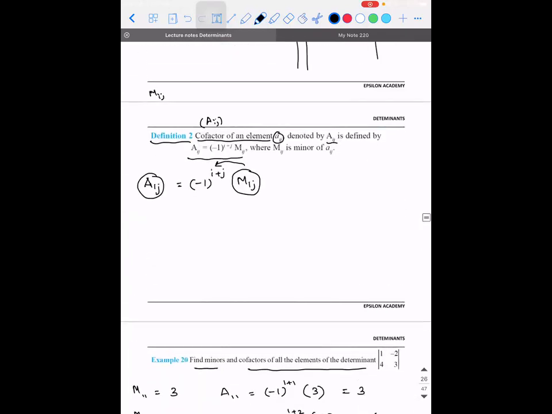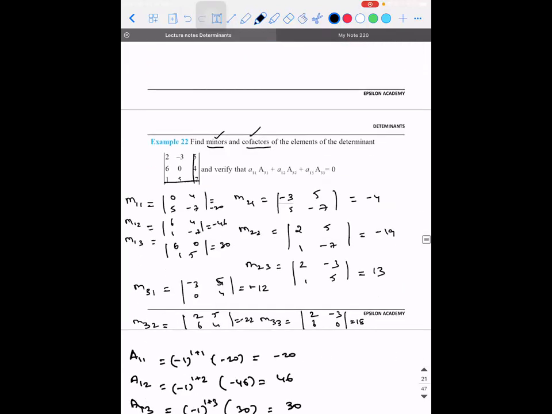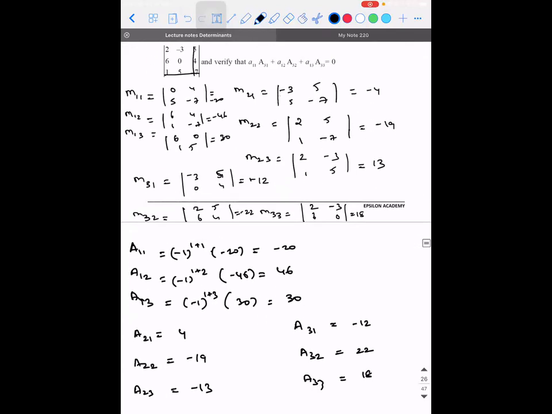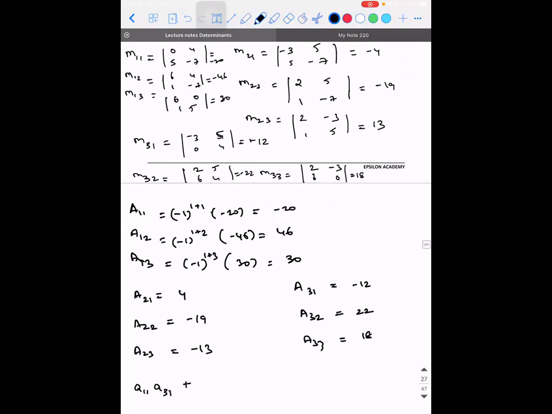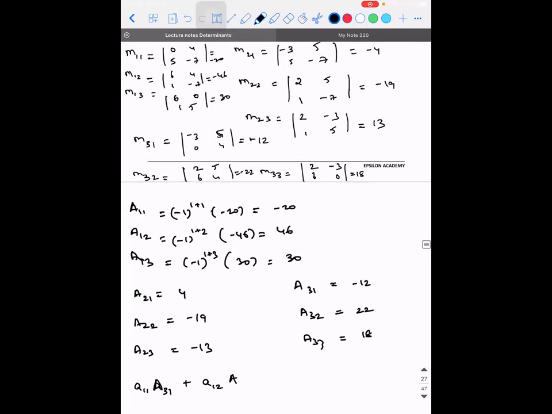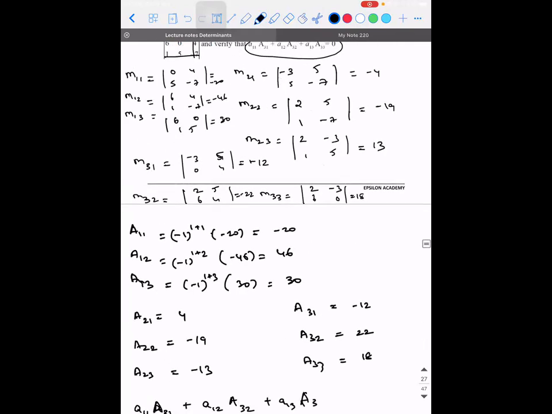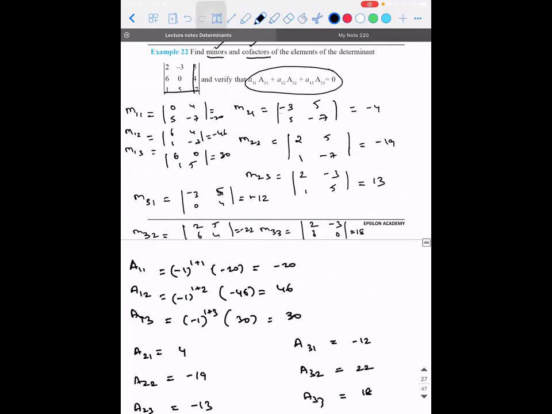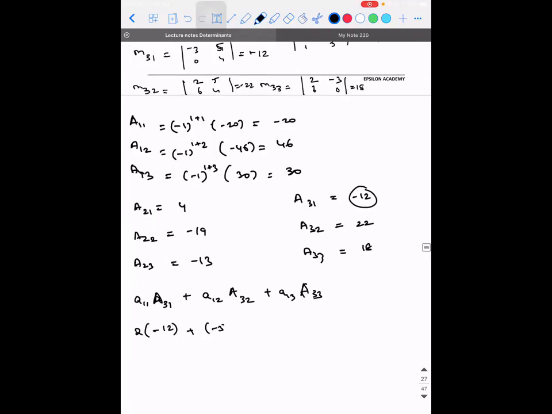But in the beginning of this exercise, we saw something. We will learn how to write the expansion of a determinant in compact form using minors and cofactors. So with the help of minors and cofactors, how will we be able to find the determinant? That's the question. They have asked us to verify something: A11 into A31 plus A12 into A32 plus A13 into A33. So how to solve this, guys? What is A11? The first element is 2, and the cofactor of A31 is minus 12, plus A12 is minus 3 into, what is A32?